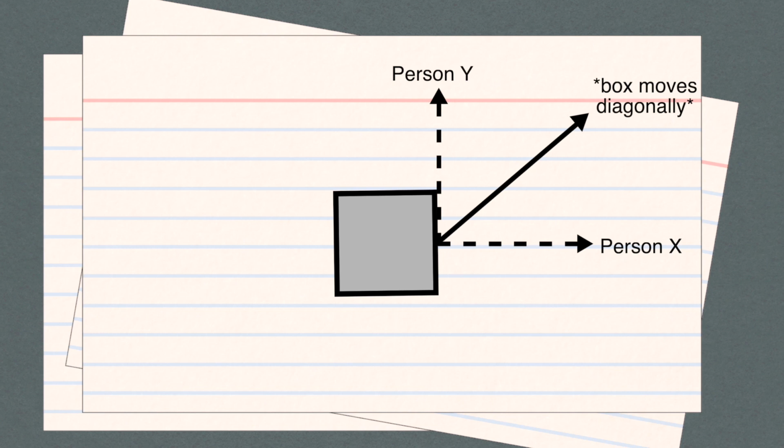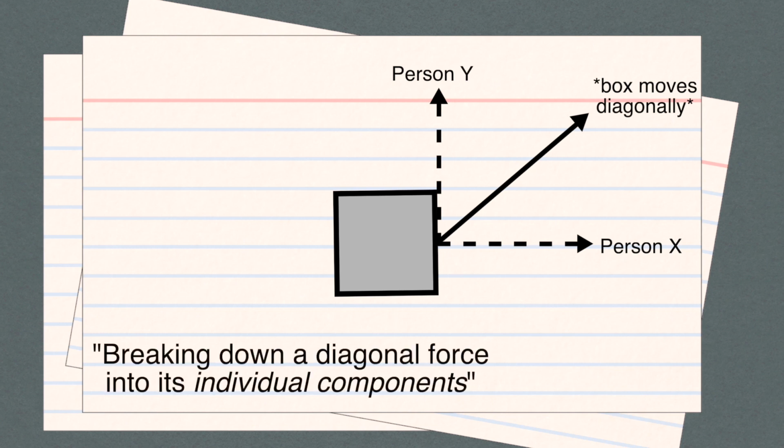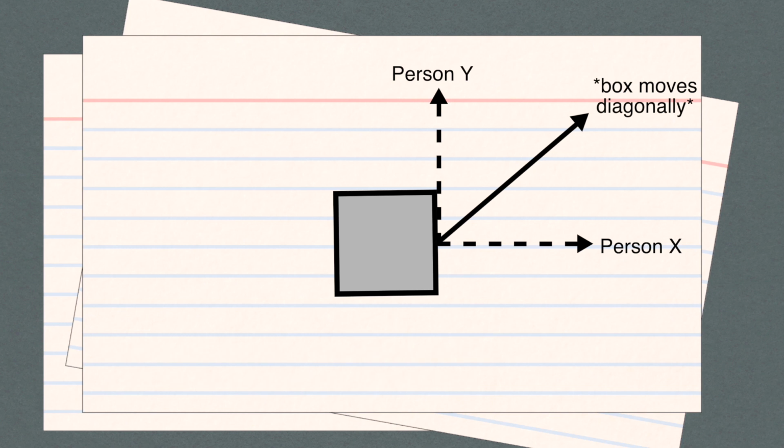So this process is referred to as breaking down a diagonal force into its individual components. We're taking a diagonal force and breaking it down into its individual X and Y components.